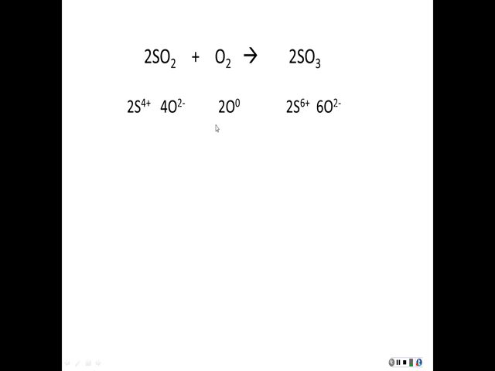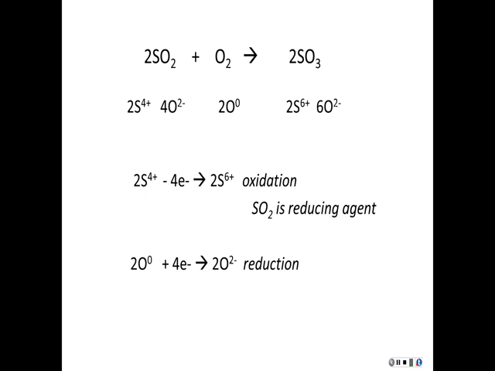All right. So the 2 sulfur atoms were +4, and now they're +6. So each sulfur must be losing 2 electrons for a total of 4. So the SO2 is the reducing agent. The 2 oxygens that were neutral, each of them are gaining 2 electrons, so a total of 4 electrons. So therefore, that's reduction, and that means that is the oxidizing agent. Again, you notice that the number of electrons lost and gained are equal.